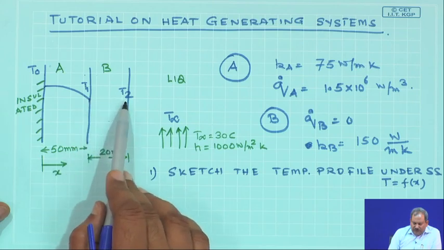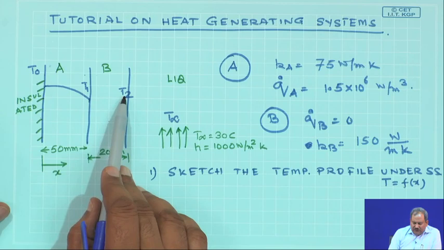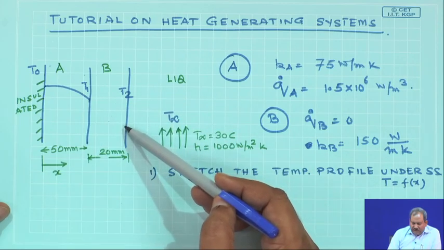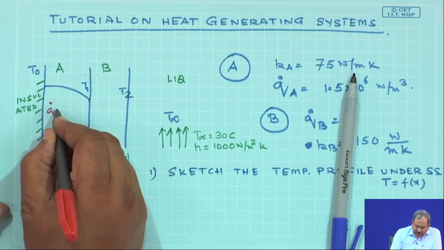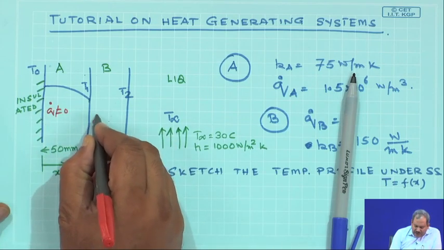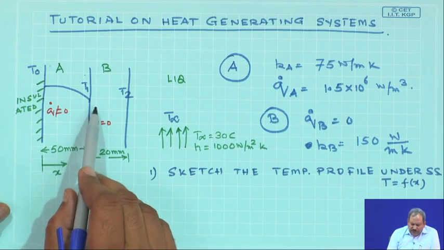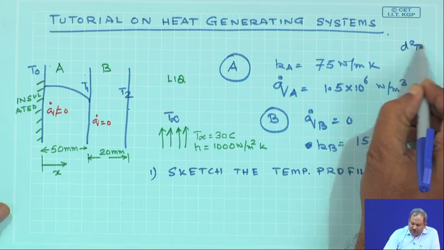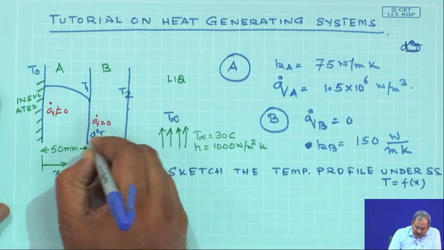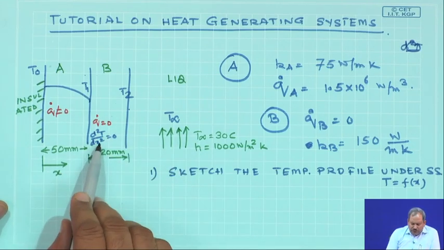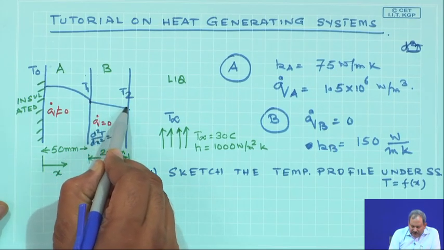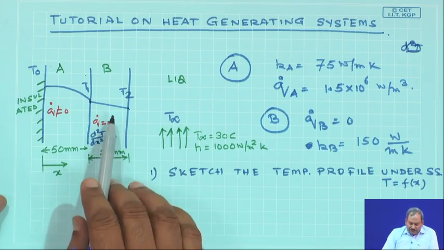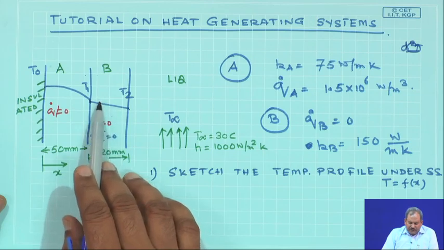When I come to material B, T1 is known, and T2, which is the interface temperature between the material and the fluid, is known. In material A, Q dot is not equal to 0, and in this case Q dot is equal to 0. So, what you have is a case of two known temperatures with no heat generation. The governing equation for this case would simply be d2T by dx square equals 0. If d2T by dx square equals 0, then the temperature profile, as we have seen before, is going to be linear. So, this is what the temperature profile should look like in material B.